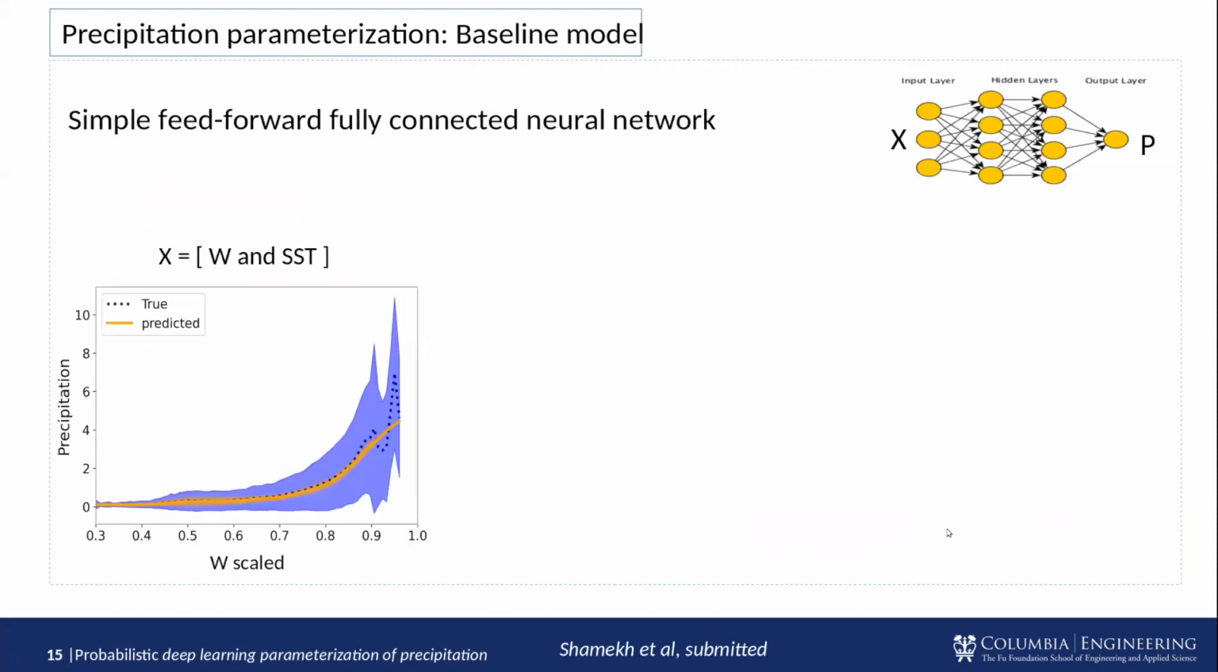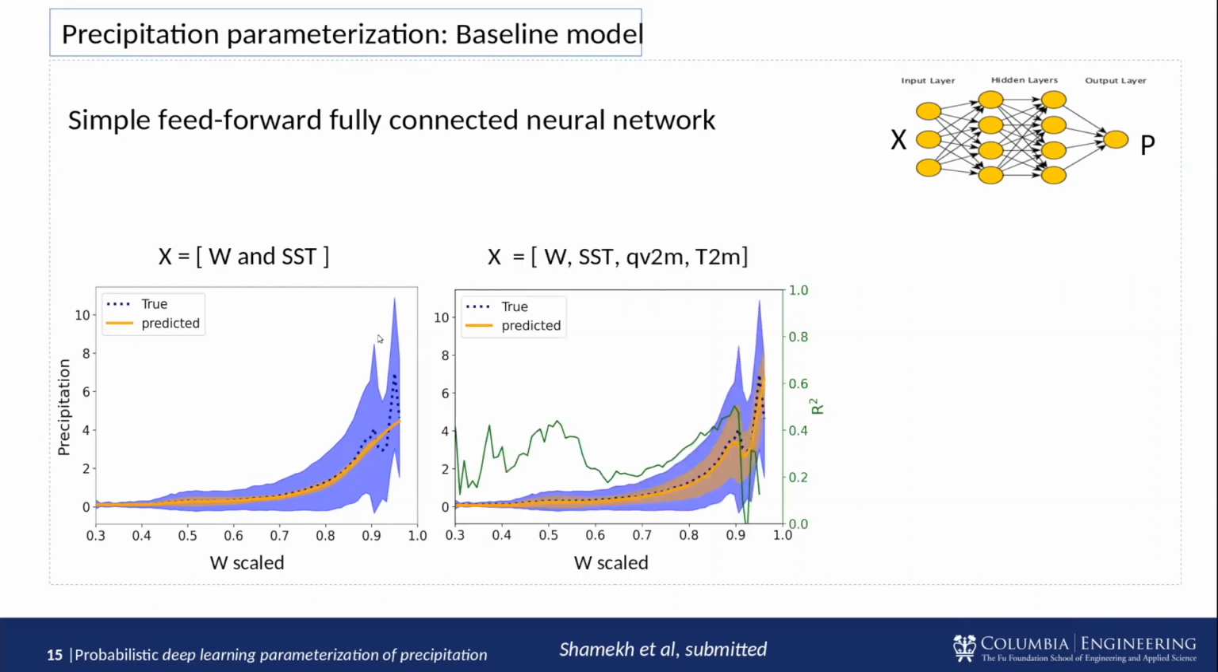Okay, so the result for the baseline, if I pass as input only column water vapor and surface temperature, this is my result. What I'm showing is precipitation on the y-axis and column water vapor on the x-axis. The dashed line is the true value, and the solid line is the predicted one. I'm binning the column water vapor again, and I'm showing the precipitation average over each bin of column water vapor. And this shading is showing the spread.